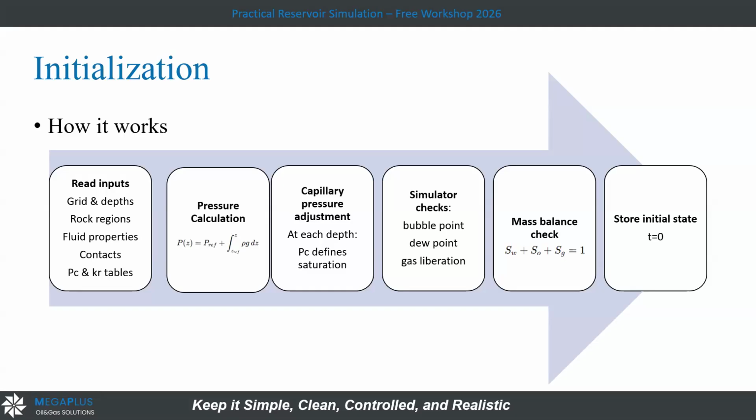Here I don't mean mass balance as the continuity equation that we mentioned. Also, the mass balance we can say in saturation. The three saturations must equal one, so it's the mass balance. If water saturation increases, then SO and SG will decrease. They must equal one. And then after this distribution, I have an initial state model at time zero.